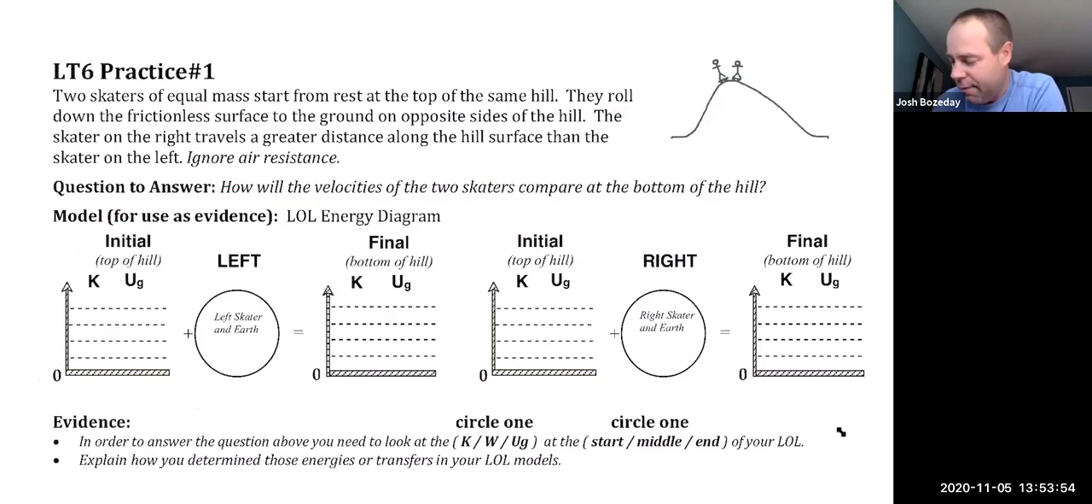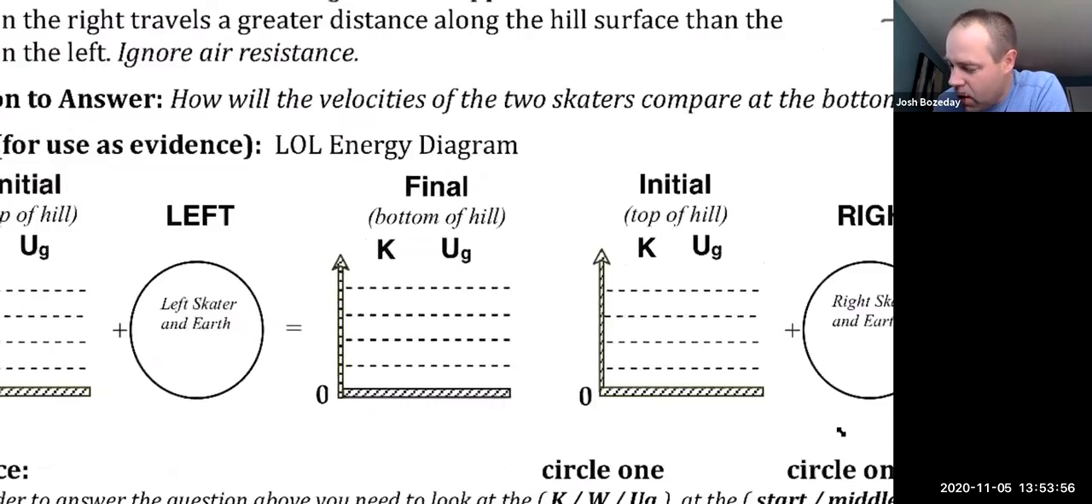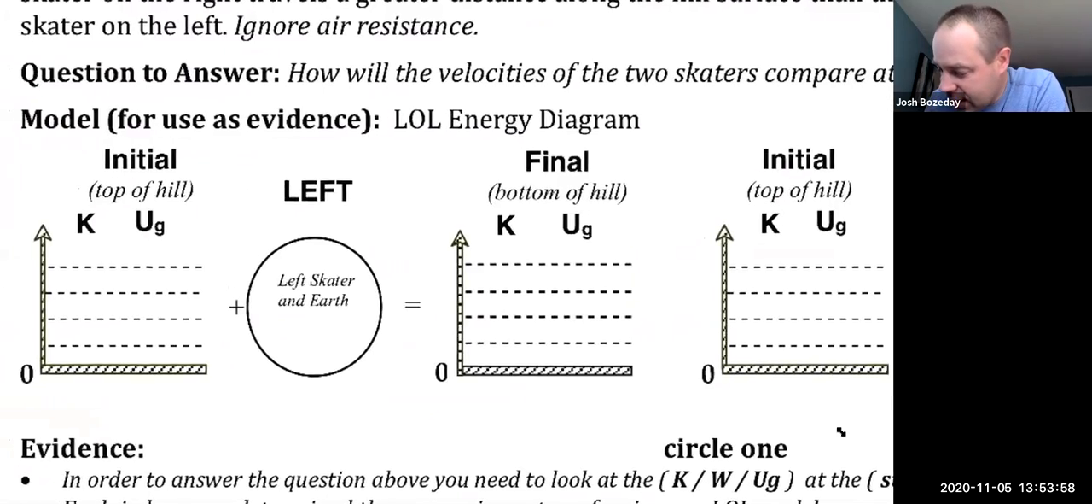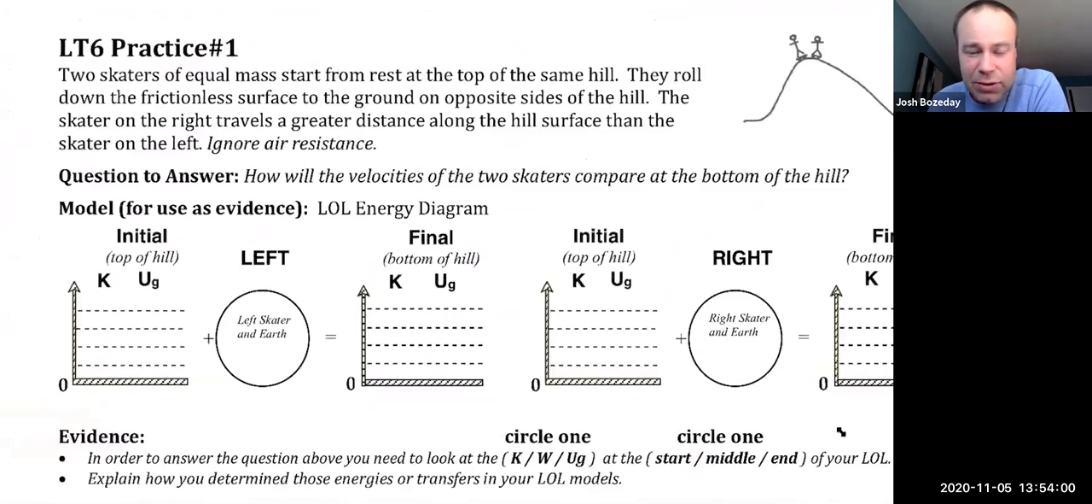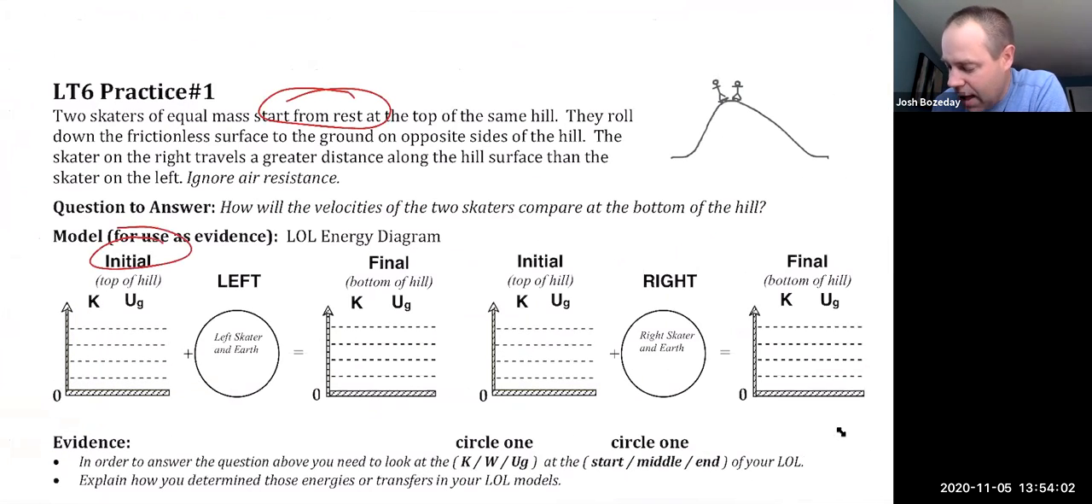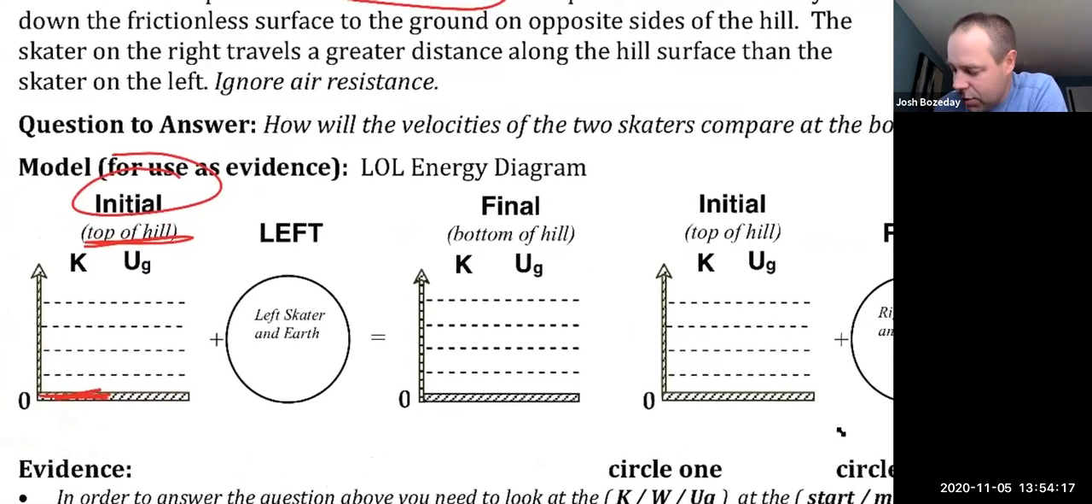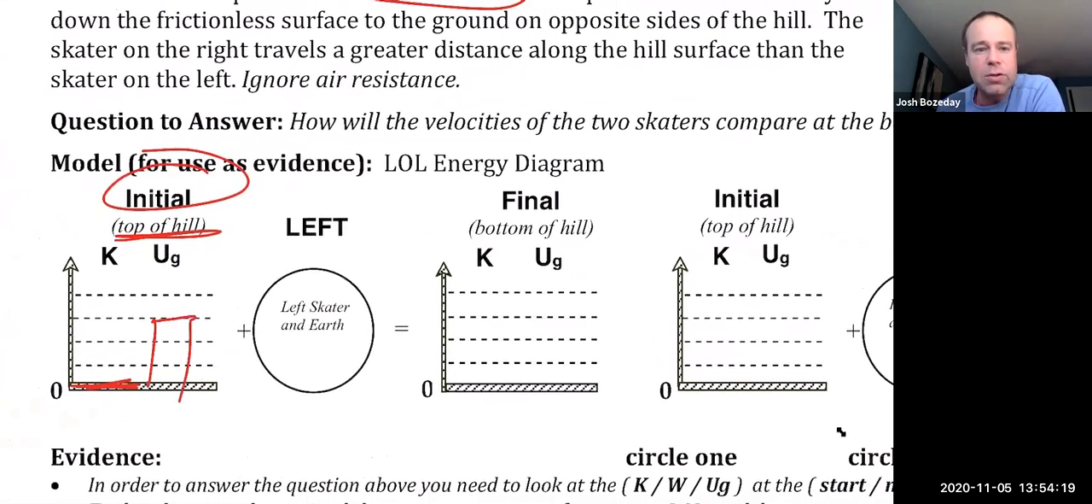Okay, let me do it now. So, first of all, hopefully you notice it says that they start from rest. That's obviously important because that means for the initial LOL, there's no kinetic energy. Obviously, they're at the top of the hill, so there's some UG, there's some height. So I always recommend, you can kind of decide how much you want. I think I'm just going to go with 3. I never recommend you just do one unit of energy, but you could do 2 or 3 or 4.